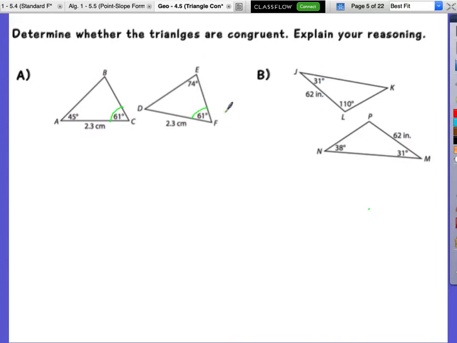Okay, what's another thing that we know about these triangles? Jordan? Okay, and which side is that?